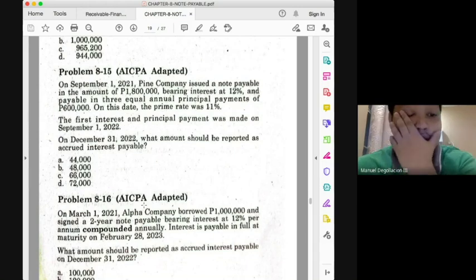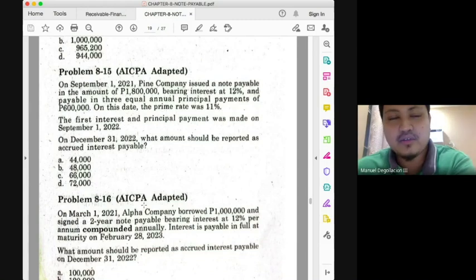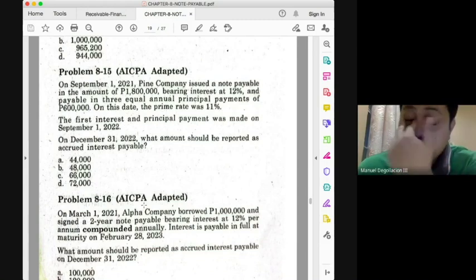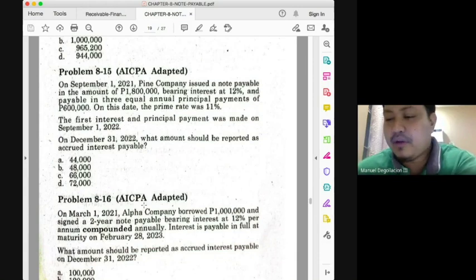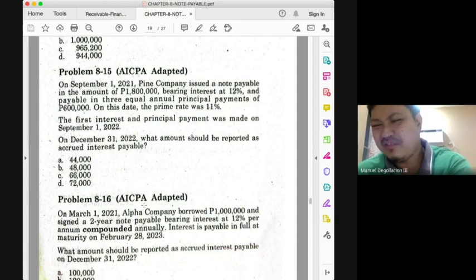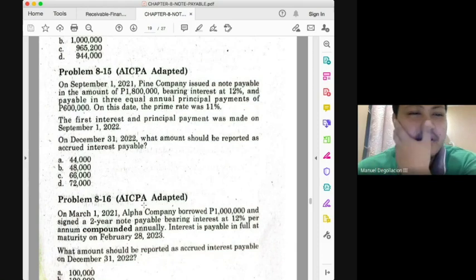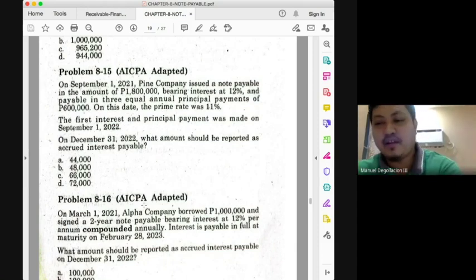By the way, if you will be asked how much would be the total payment on September 1, 2022, it's 600,000 plus whatever is the interest for the 1,800,000 times 12%, you get 216, you add the 600. So total payment on September 1, 2022 would be 816,000. Please take note. Maybe this will come out in our exam.